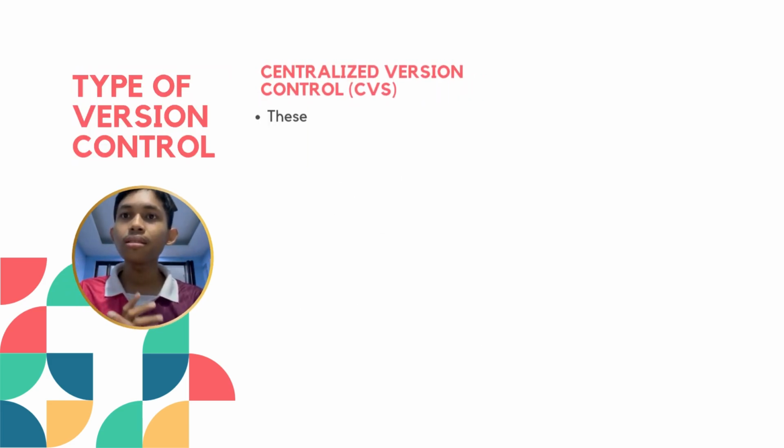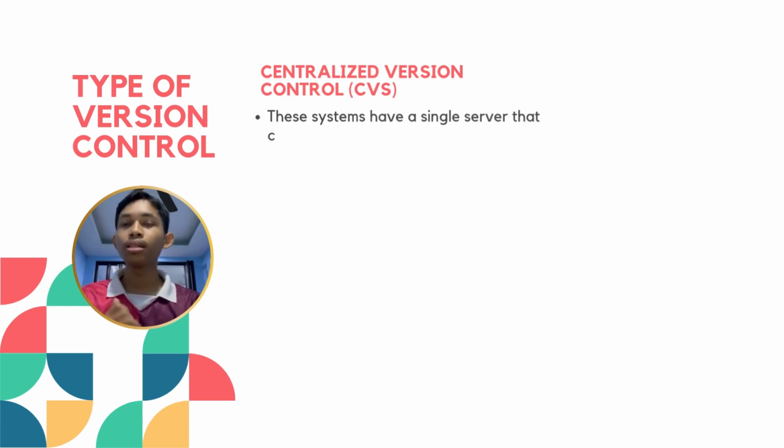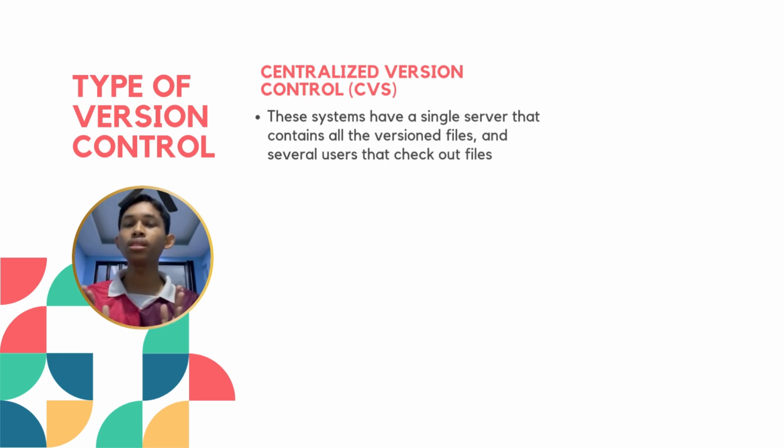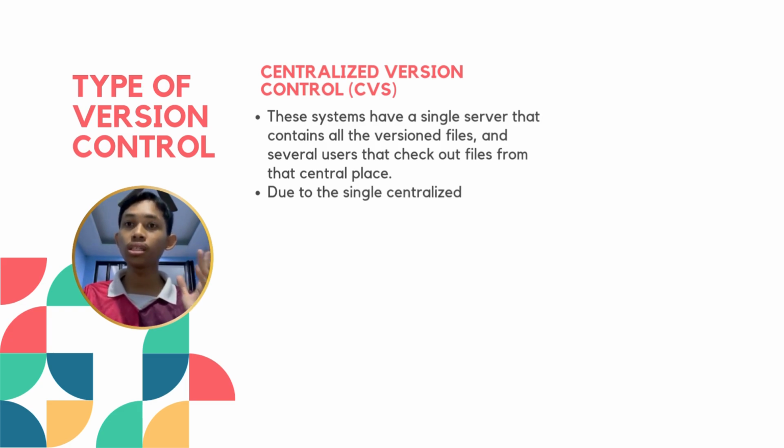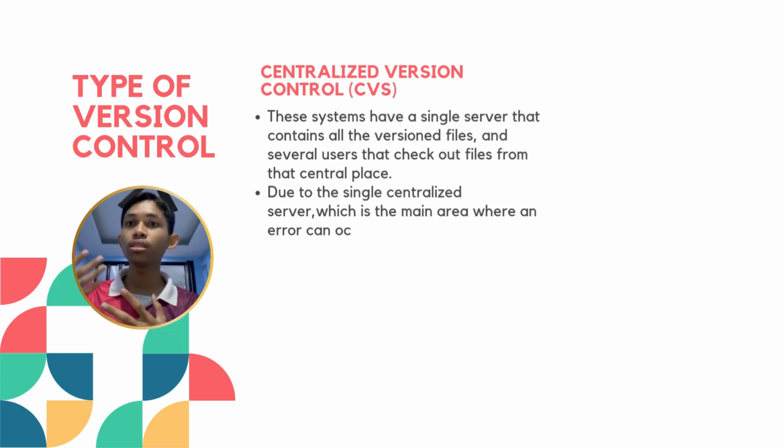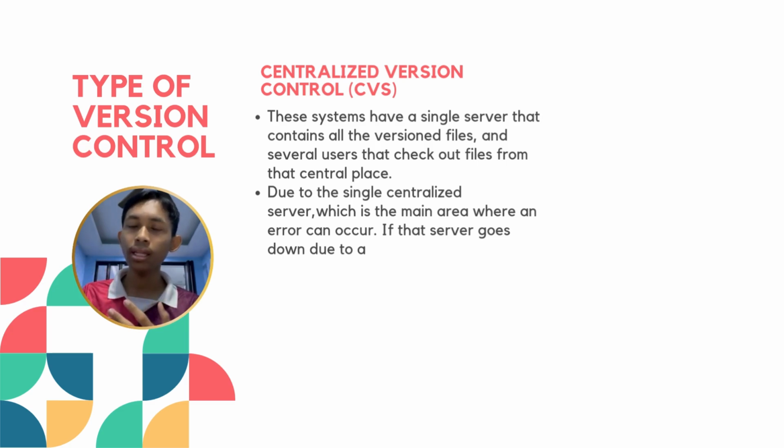For the second type of version control, which is centralized version control, this system has a single server that contains all the version files and several users that check out files from the central place. When the server goes offline, all of the members cannot make changes. So when the other members change the project while the server is offline, the changes may not be safe.